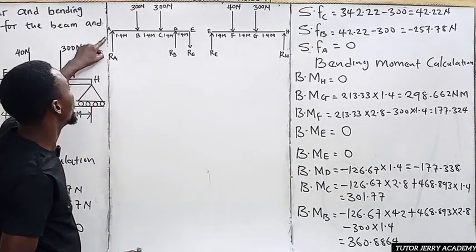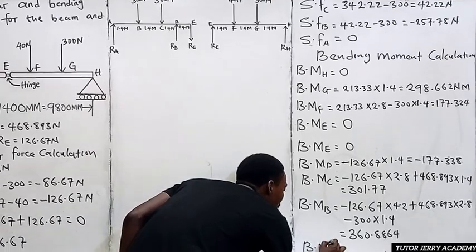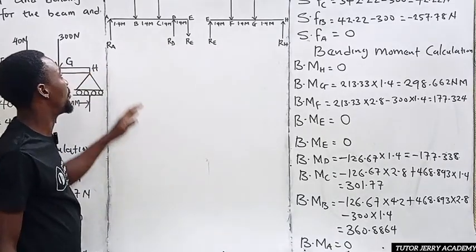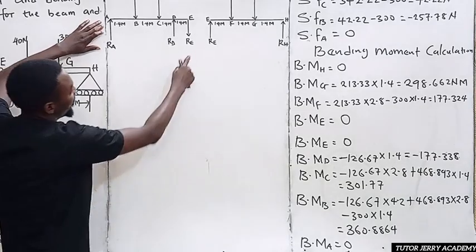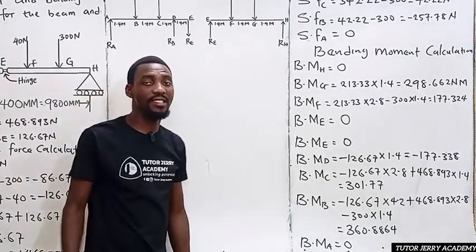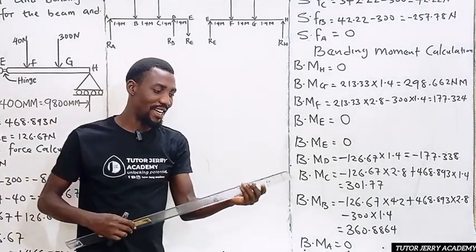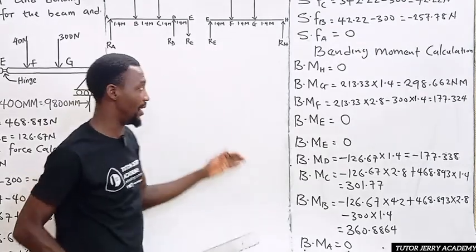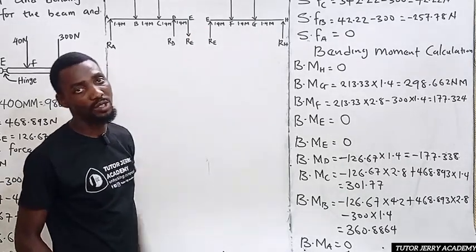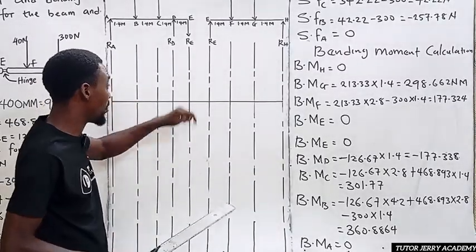So the last but not the least is the bending moment at point A. The bending moment at point A is going to be equal to 0. If you want, you can still start at this point and take your moment towards this side. It's going to be 0. All right, so the next thing we are going to do is draw the shear force diagram and the bending moment diagram. For us to do that, we are going to draw a straight line down at each point where we have load.